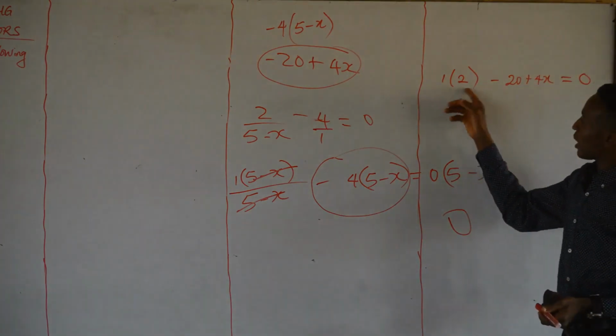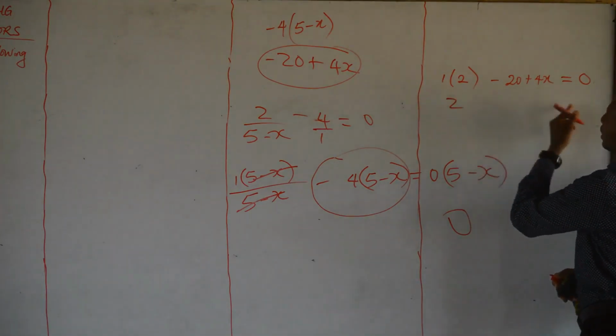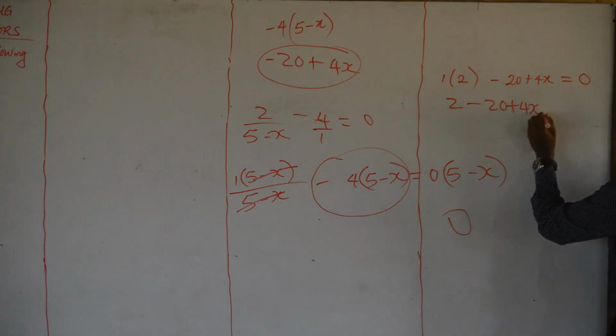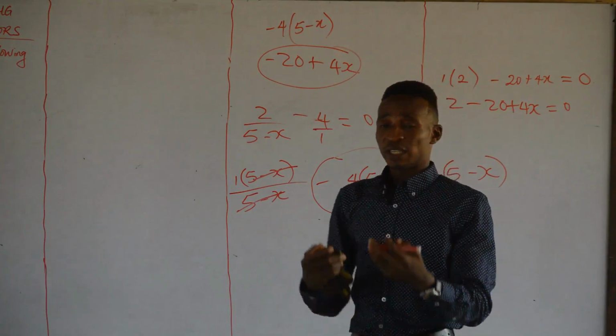So with this now, I can easily open this bracket that I have here. 1 into bracket 2 gives me 2. Then plus what I have here, minus 20 plus 4x, everything equals 0. So this has now become a linear equation that we can easily solve.